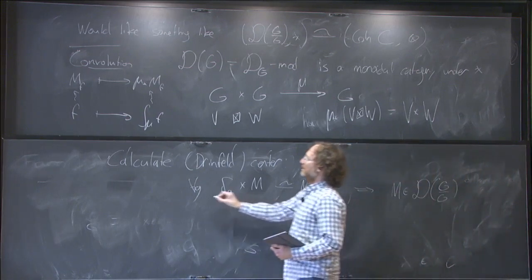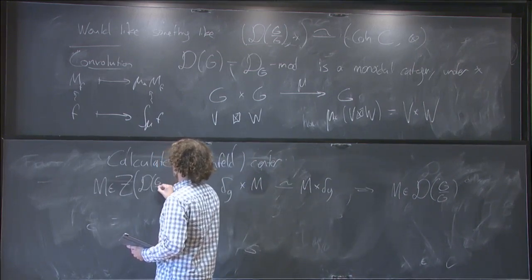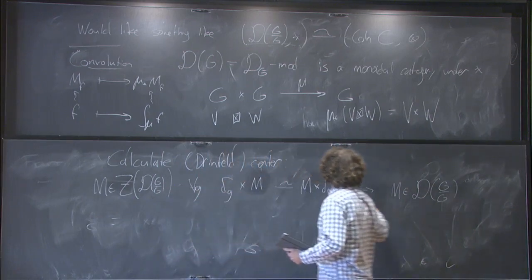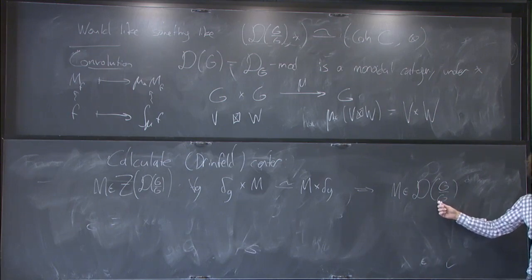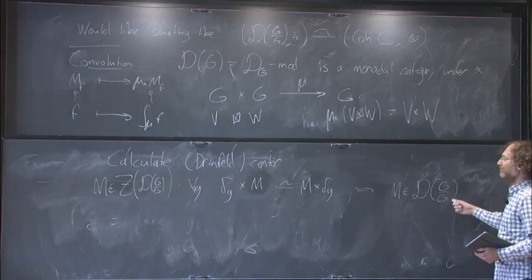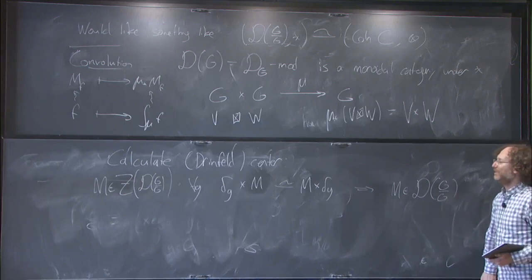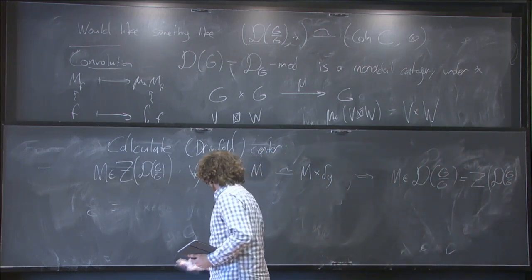So if M is in the center of the group algebra, then it follows that it has to be invariant under conjugation. It's harder to prove, but in fact this is exactly the center. That requires more tools of categorical harmonic analysis, but this ends up being exactly the center. Right. So the Drinfeld center.